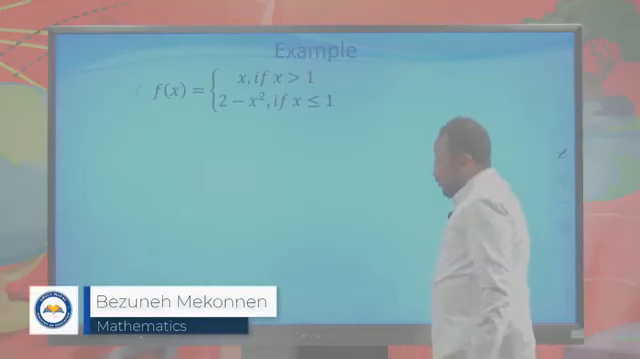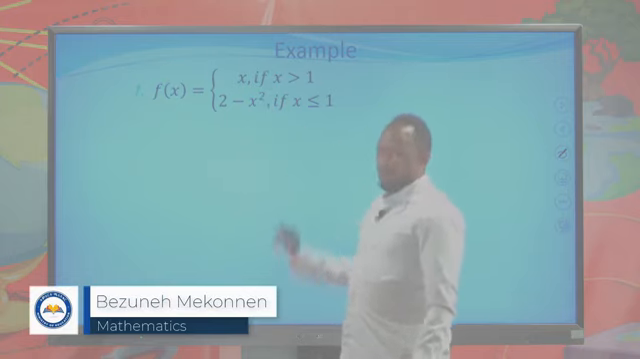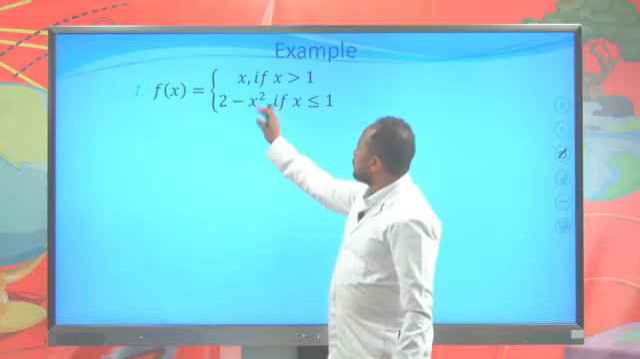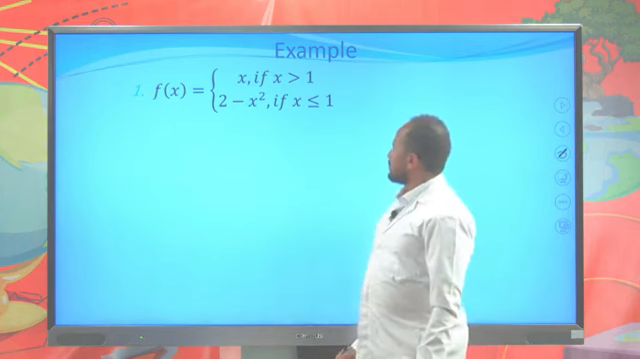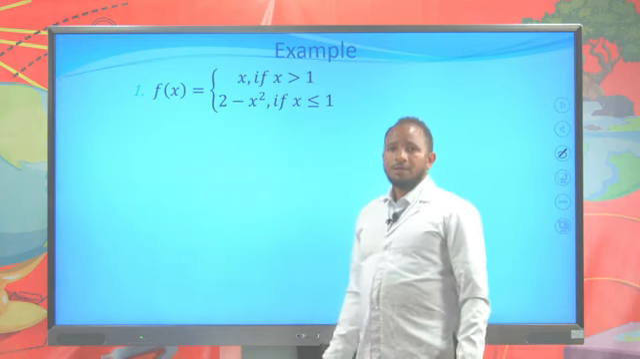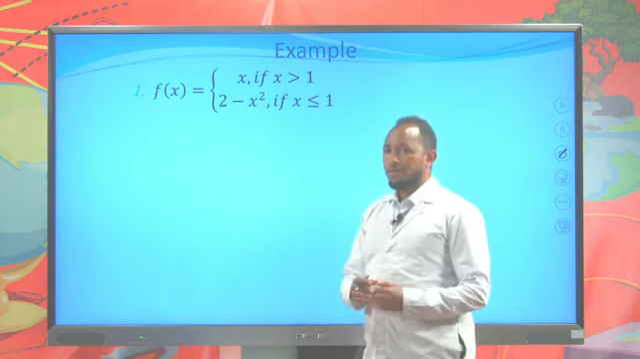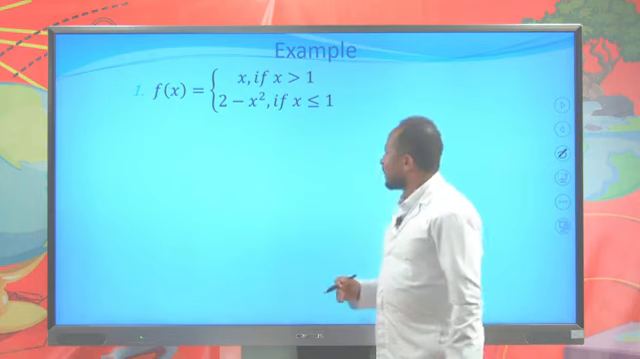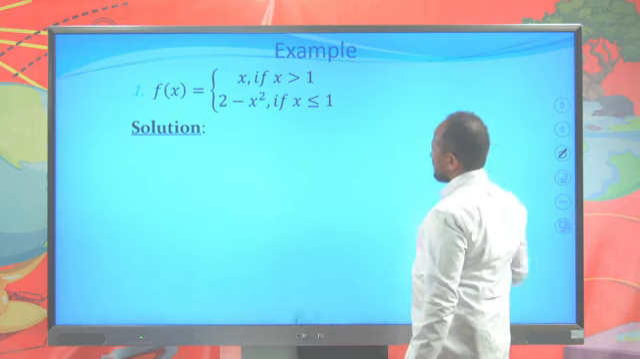Now let's see this one. f of x is equal to x if x is greater than 1, and 2 minus x squared if x is less than or equal to 1. Here we are asked to determine the differentiability interval for this function. So let's try to find the derivative of this function.